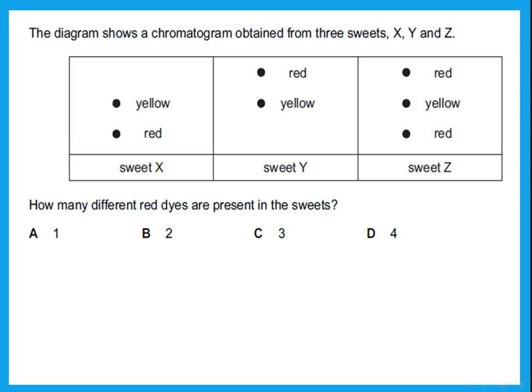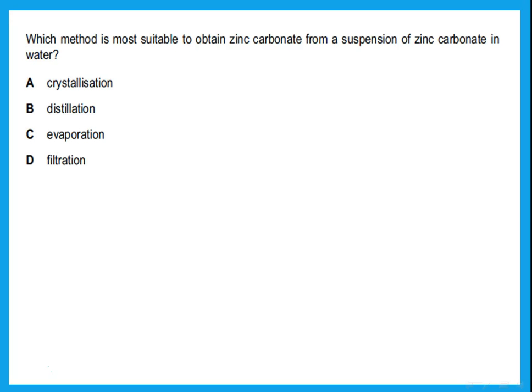Okay, the diagram shows a chromatogram obtained from 3 sweets X, Y, and Z. How many different red dyes are present? Remember we said if spots are on the same height, they are the same. So that red spot at the bottom in sweet X and in sweet Z, both of them are the same. So this is one type of red dye. Now the red dyes that are on top in sweet Y and sweet Z, they are both the same height, so this is another type of red dye. So actually you have only 2 different red dyes.